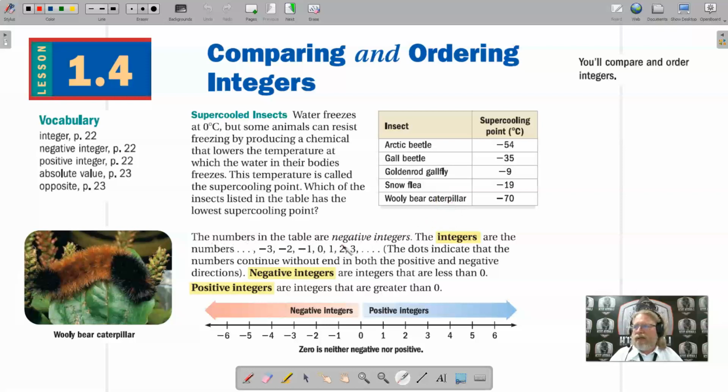So the numbers in the table, they are negative integers. And by integers, we have the definition for it here. The integers are the numbers -3, -2, -1, 0, 1, 2, 3. However, you'll notice these dots here and the dots here. These indicate that the numbers continue without end in both the positive and the negative directions.